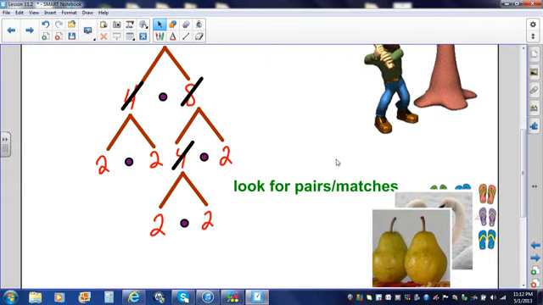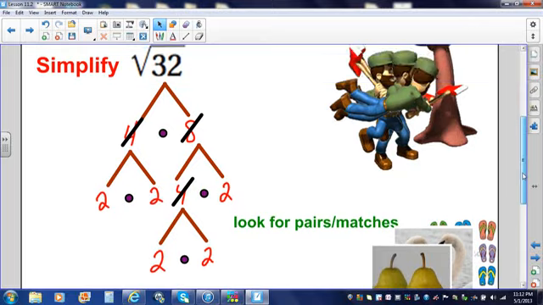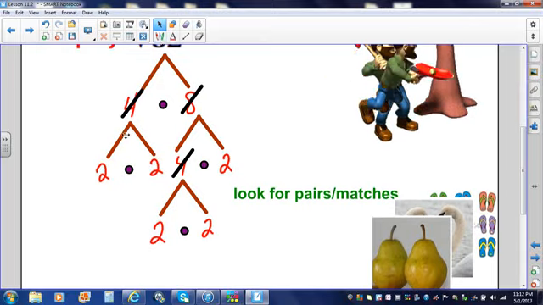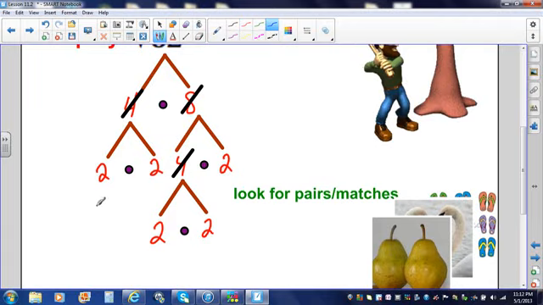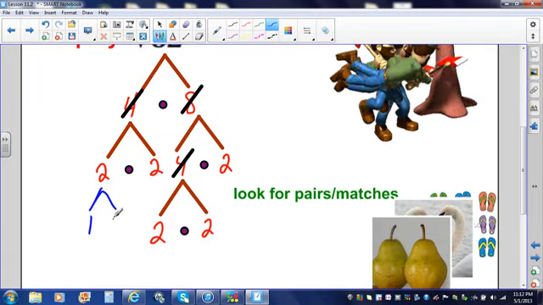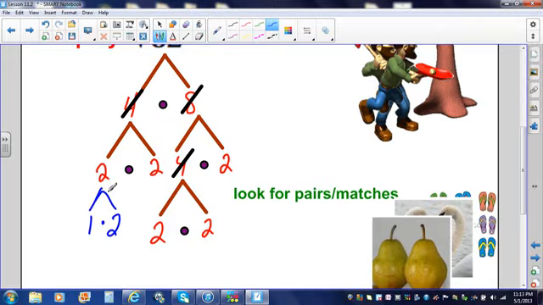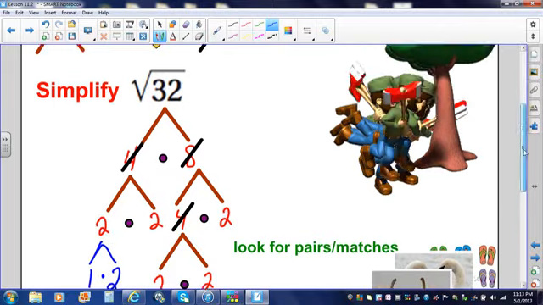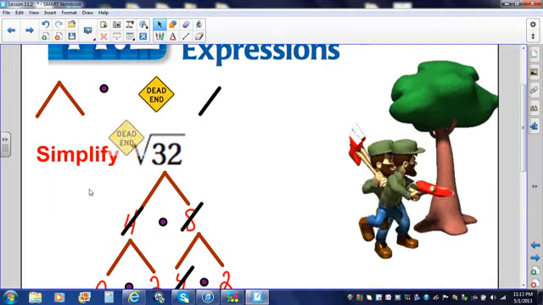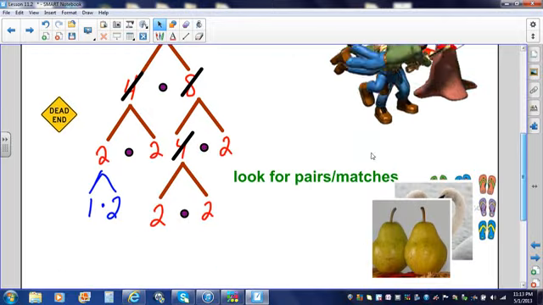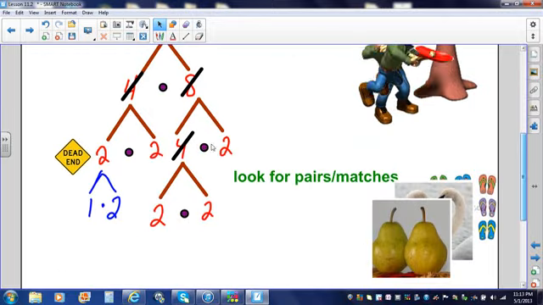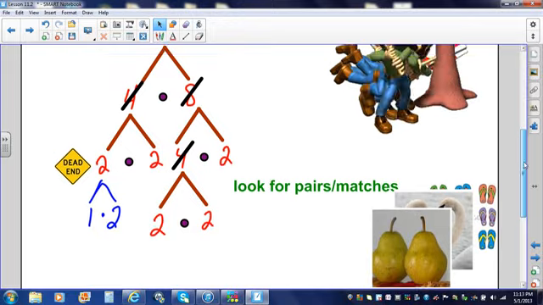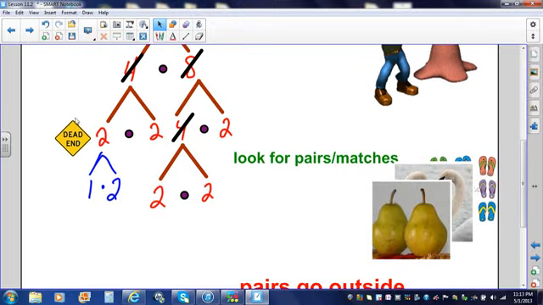Now, you say, Mr. Phillips, try breaking down 2. Well, the only way that you could break down 2 is to say 1 times 2. And notice 2 and 2 are the same number, so that's kind of like a dead end. So the question you might have is, how do I know when I can stop breaking them down? You stop chopping down the number when you come to a dead end, which means 1 times that number.